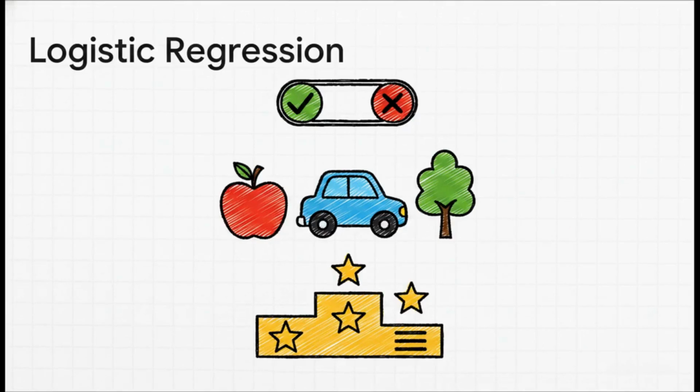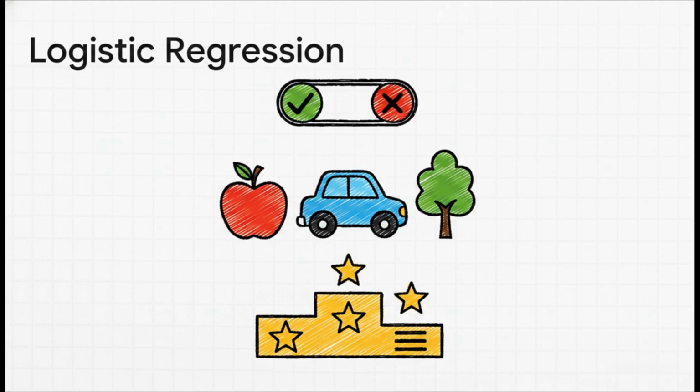Now, our next algorithm has the word regression in its name, which can be a little confusing because logistic regression is actually used for classification tasks. Instead of predicting a continuous number, it predicts the probability that an instance belongs to a specific category. And it handles this in 3 distinct ways, depending on your target variables. First, there's binary or binomial classification. This is your standard either-or scenario like predicting success or failure.